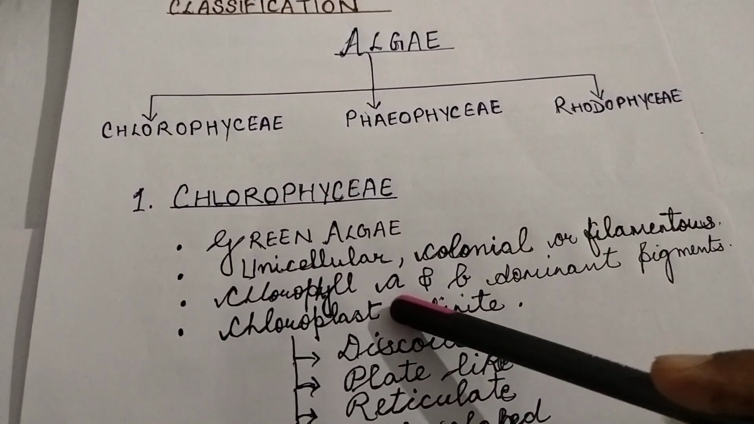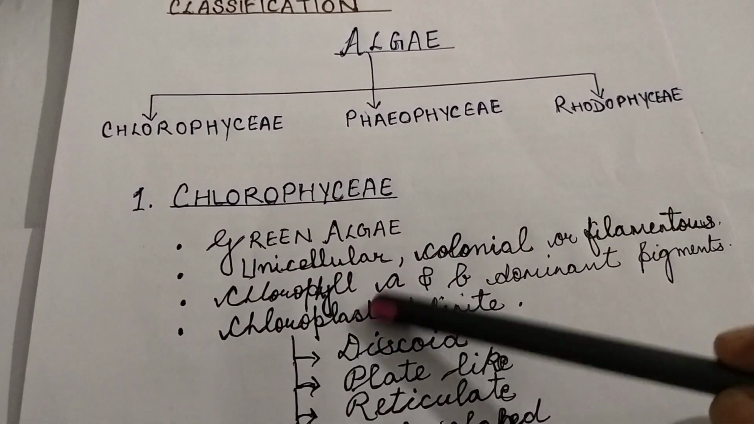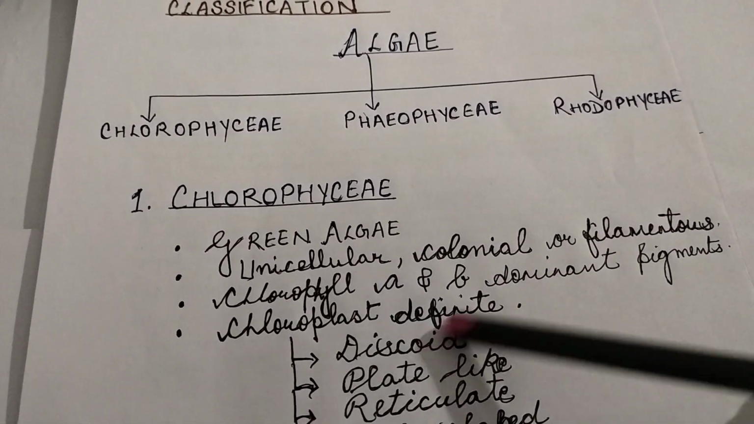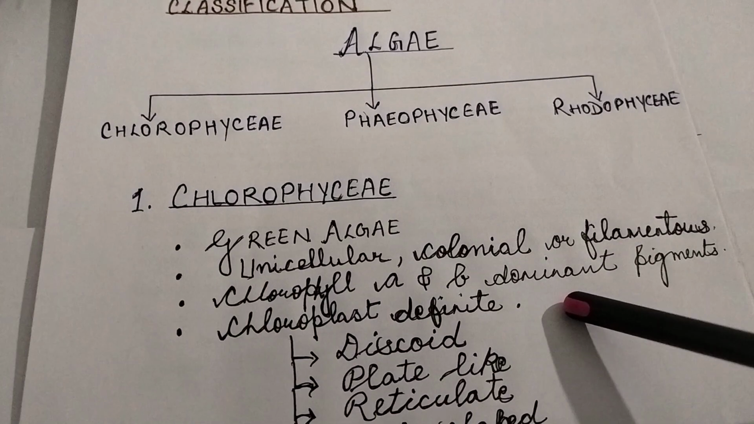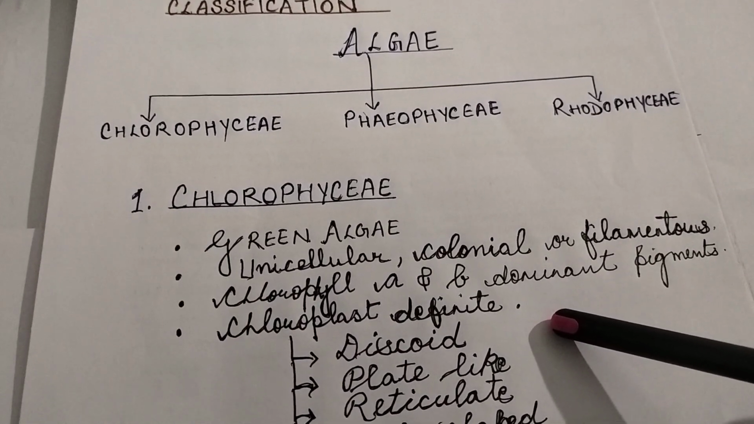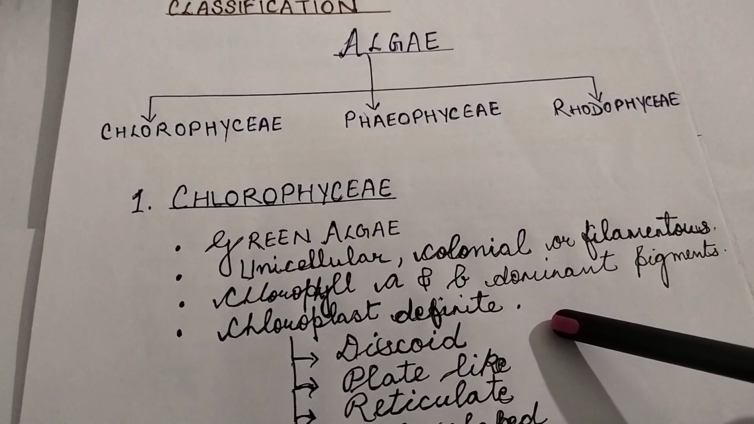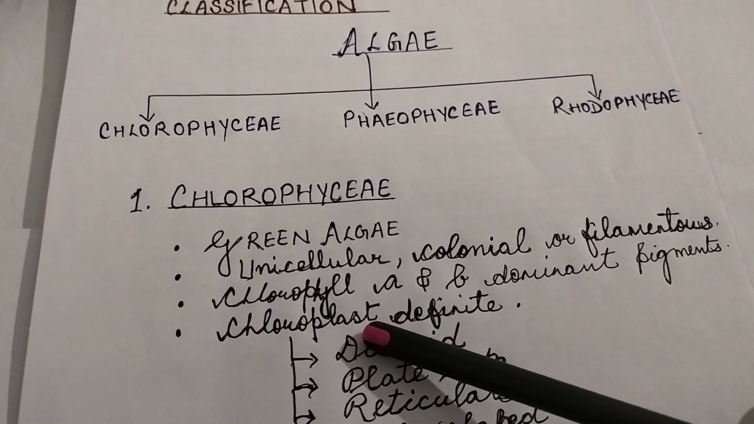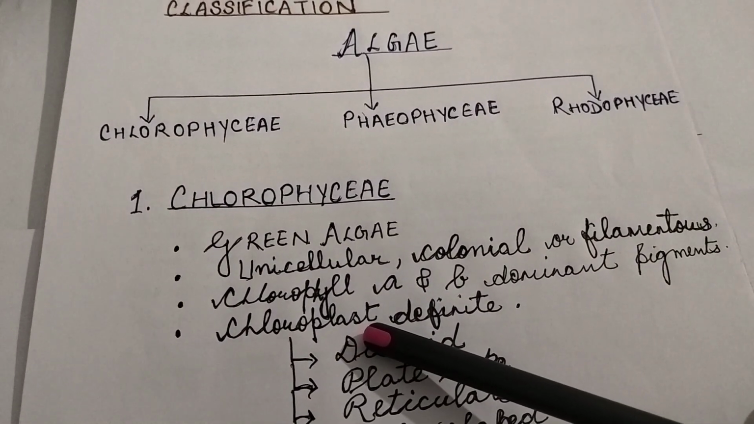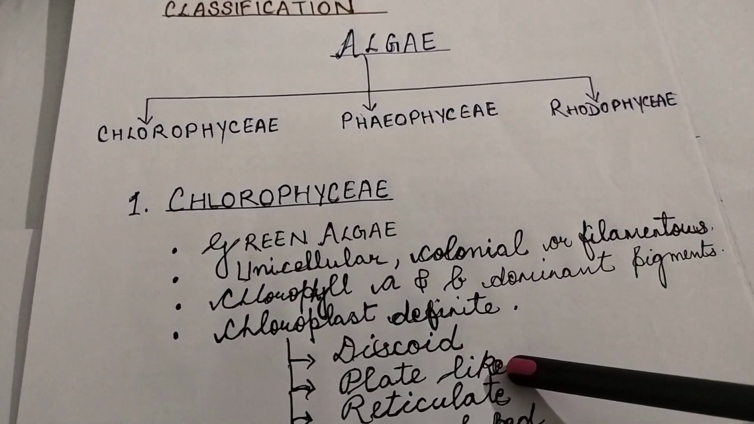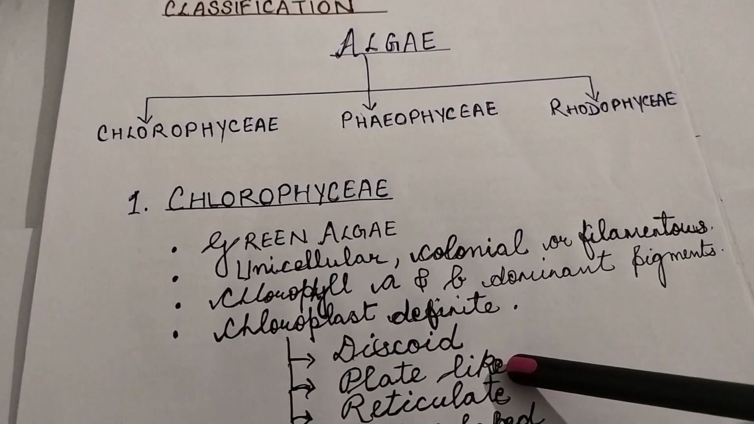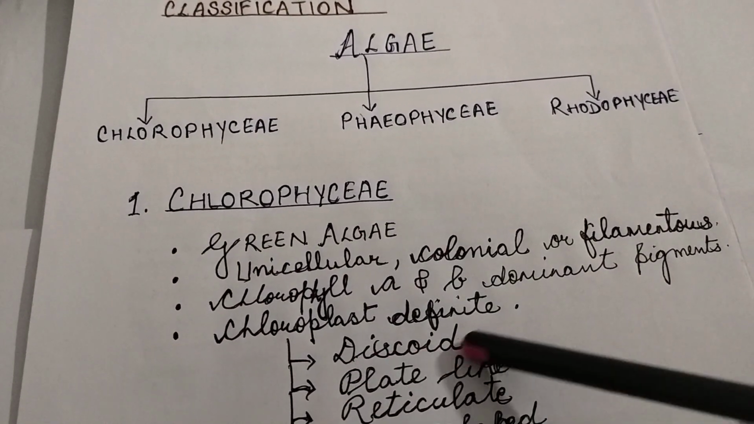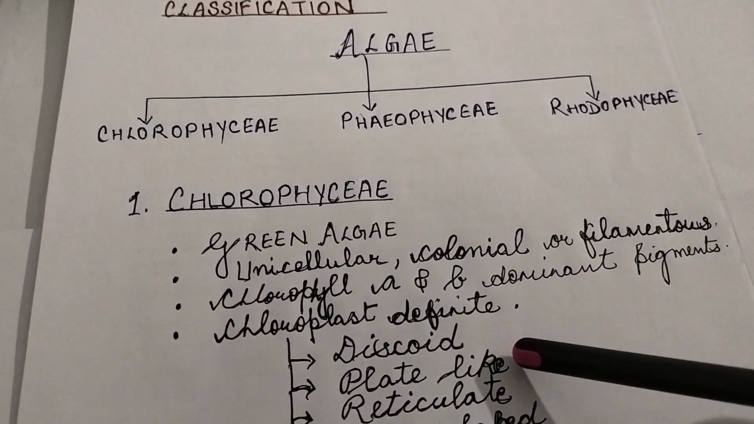And as you know, chlorophyll will be present in chloroplasts. The chloroplast of green algae is definite, meaning they have proper chloroplasts. And this chloroplast may be of different shapes in different species. Different species of green algae have different shapes of chloroplasts.